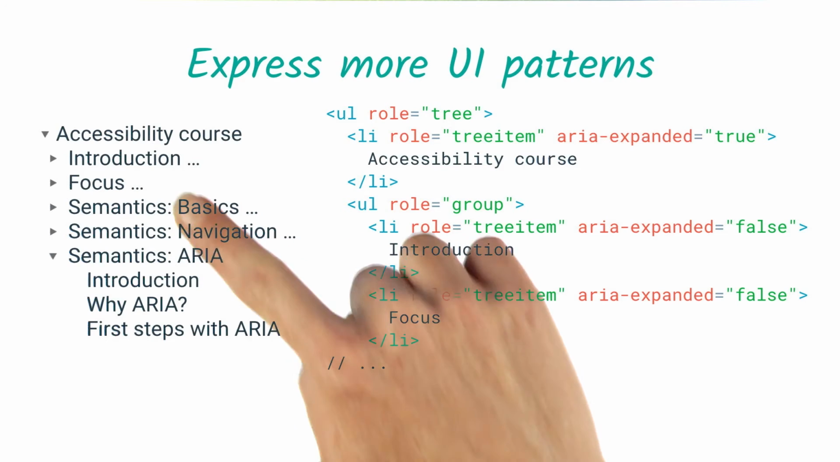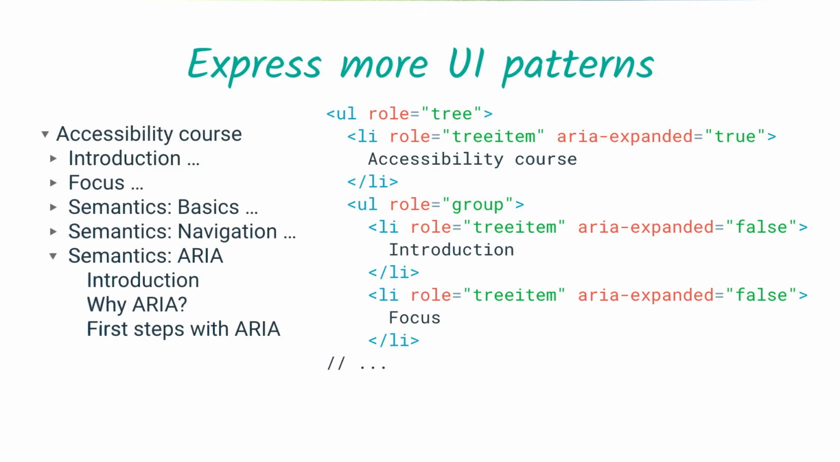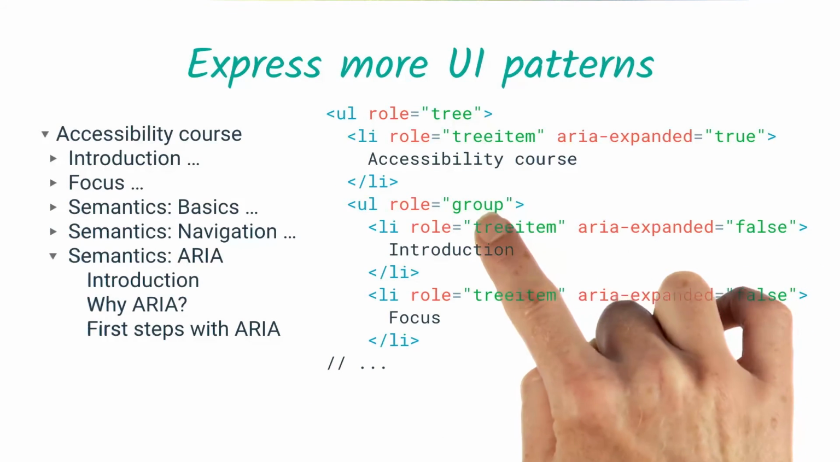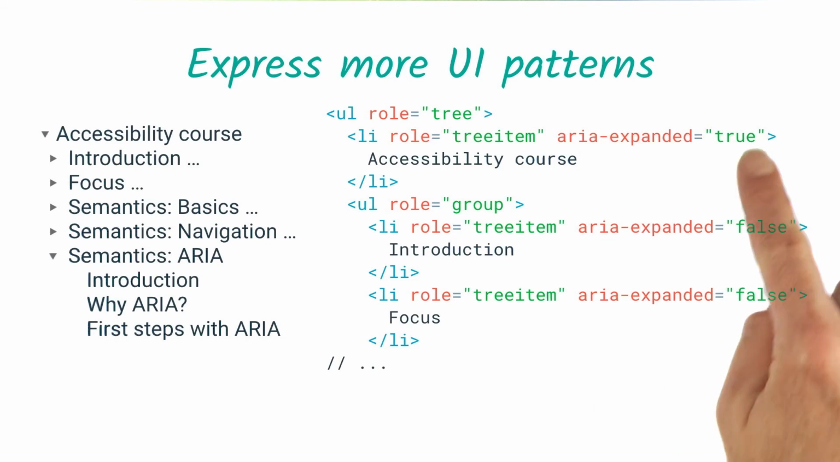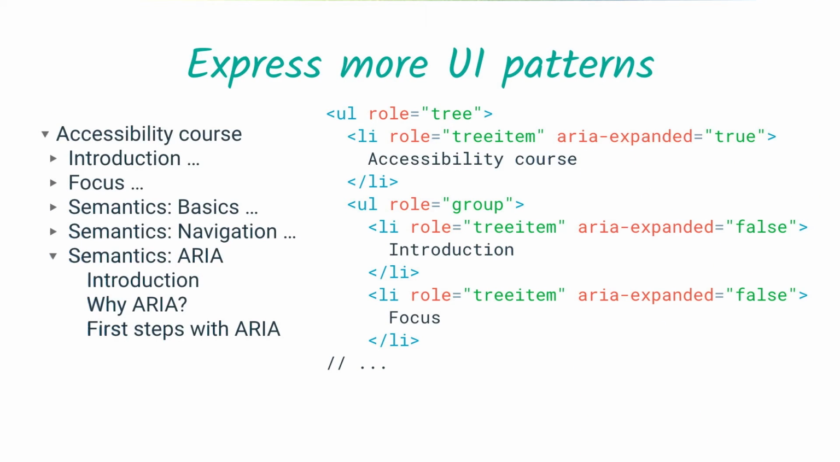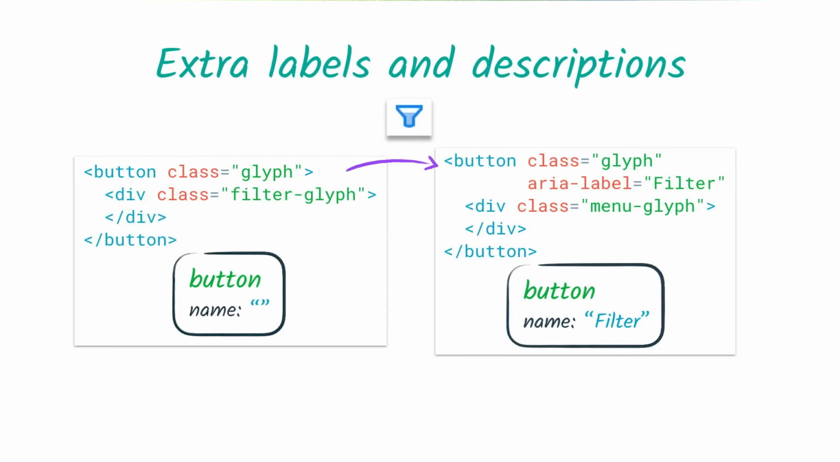This example shows a tree widget, which we could hypothetically create for navigating this course. We can take an unordered list and add ARIA roles of tree, tree item, and group, and add ARIA expanded attributes to express the semantics of this widget. ARIA can add extra label and description text, which is only exposed to assistive technology APIs. For example, if I have an image-only button, which doesn't use an actual image that I could put alt text on, I can use ARIA to provide an accessible label for that button.